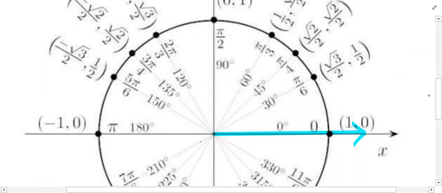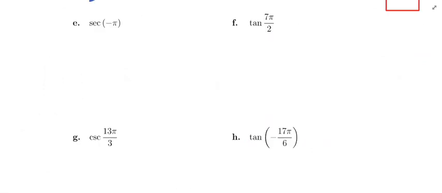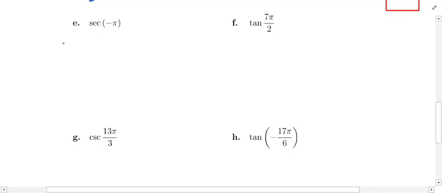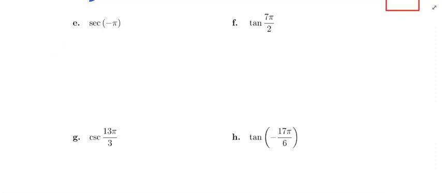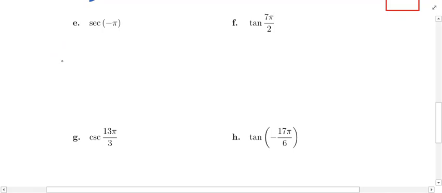In order to figure out the secant value, we're going to have to figure out what angle on the unit circle is coterminal with negative pi. We will use that angle and its coordinates on the unit circle to compute this secant value. Just like we did in part D, we can do a little calculation to figure this out if you don't already know it.